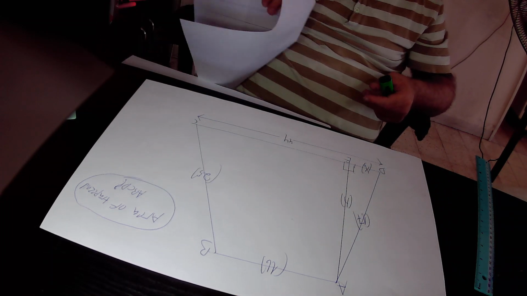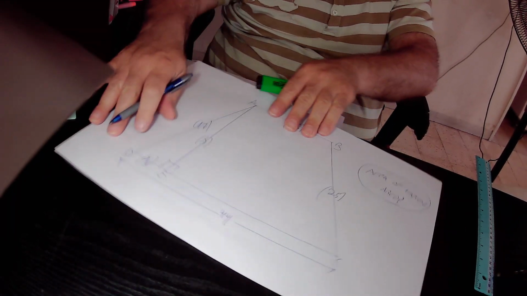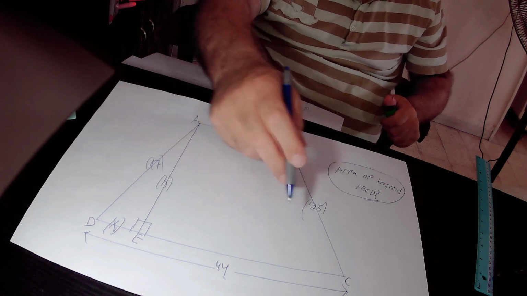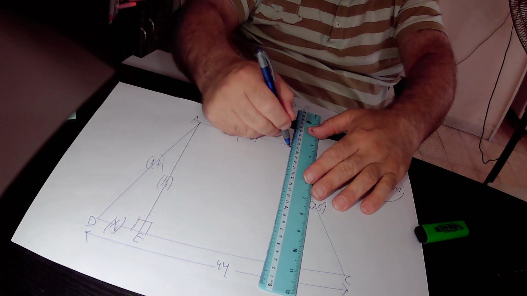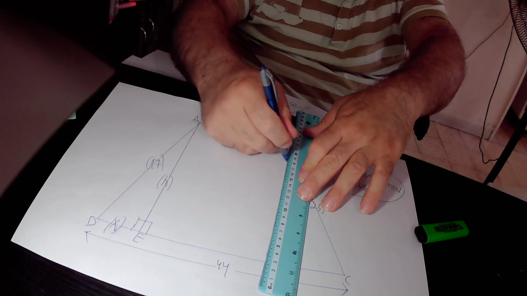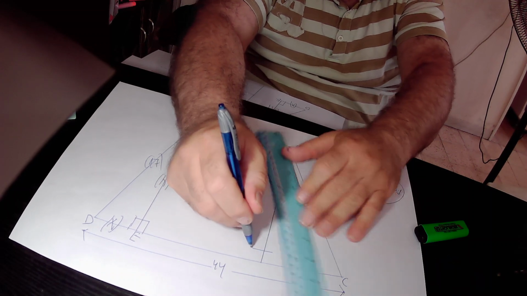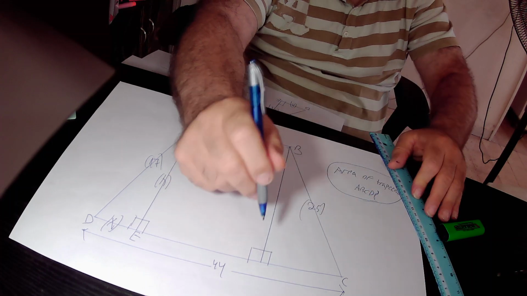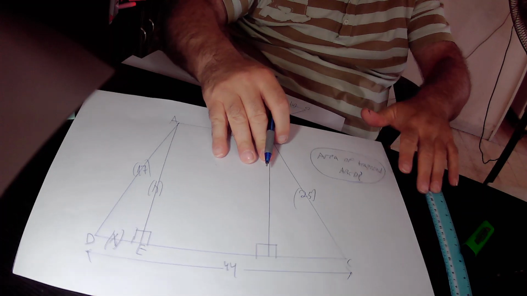In the next step, we will do another construction. That is to say, from this point B, we will draw a perpendicular on DC. So actually, this angle equals 90 degrees, and this angle also equals 90 degrees according to our construction. We will define the touching point of the perpendicular from point B on DC. This point is point F.